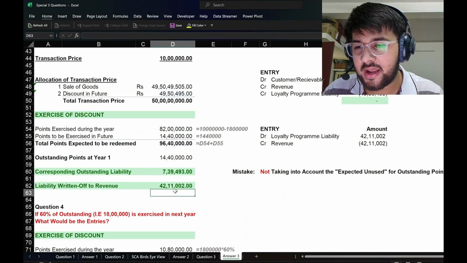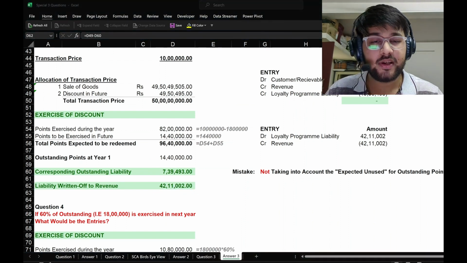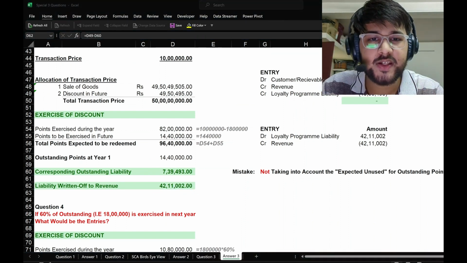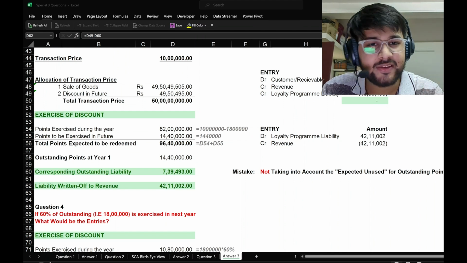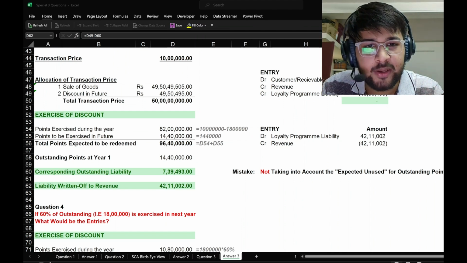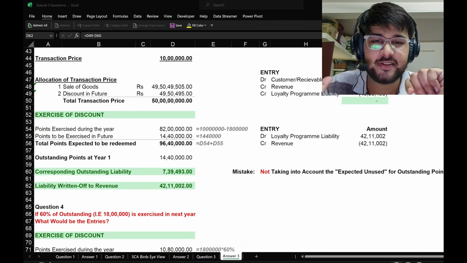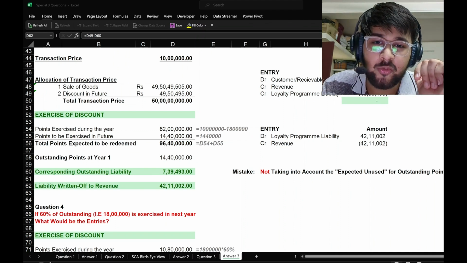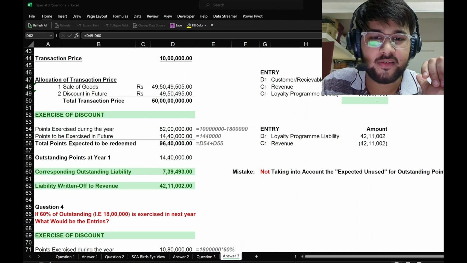And the liability to be written off to revenue, because if the points are excised, you have performed the performance obligation and therefore you would be recognizing the revenue. And therefore the loyalty program liability would be debited by such amount, 42 lakhs, and you'll be crediting the revenue in that period itself. Okay.